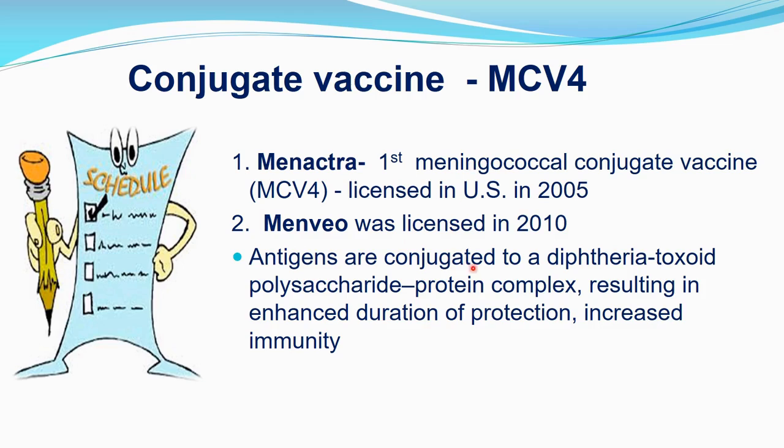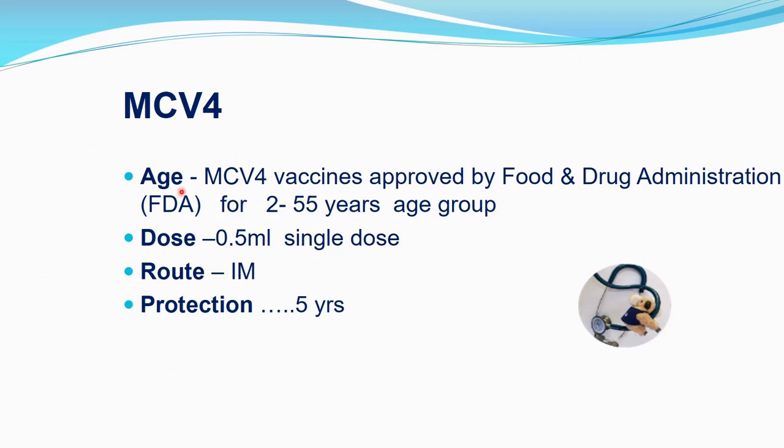The conjugate vaccine gives an enhanced duration of protection and increased immunity. This vaccine is approved for 2-year to 55-year-old children. Below 2 years you cannot give this vaccine. So above 2 years to 55 years you can give this vaccine. Dose 0.5 ml single dose, route IM, and protection 5 years. For children less than 2 years, bivalent vaccine is safe.